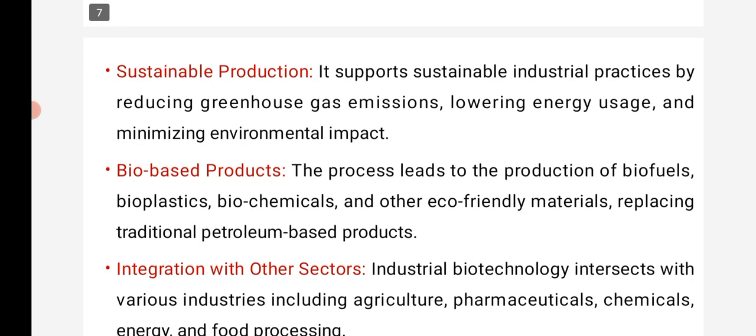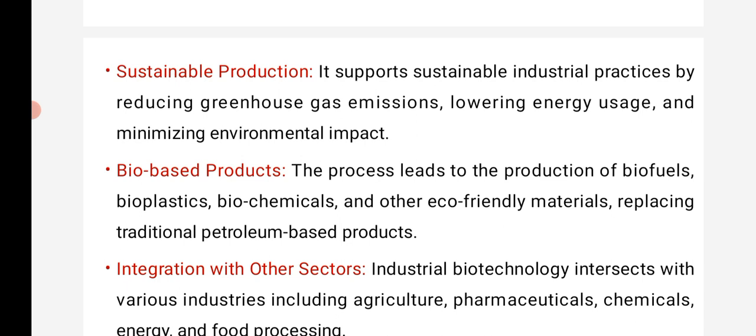The third one involves the production of products. It is like sustainable production. They can also be used for further purposes, since samples and materials are collected from nature and are helpful for the future. This results in reduced greenhouse gas emissions, lower energy usage, and minimized environmental impact.